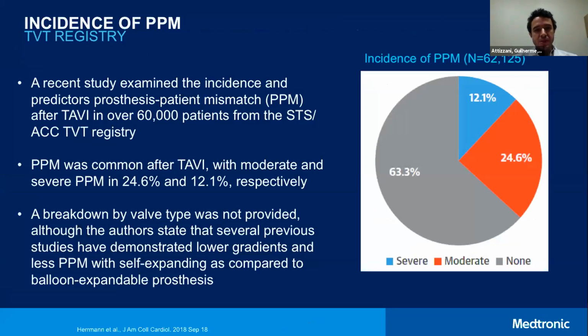And it is important that we realize that patient prosthesis mismatch does not happen only with surgical valves. It does happen with TAVR valves. So when we're going to select a valve, it's not any valve. We have to understand that patient prosthesis mismatch exists even in the TAVR population. So we have to pay attention to that.